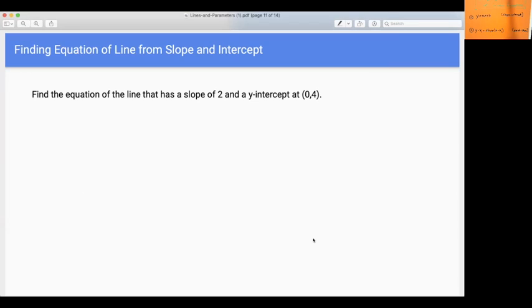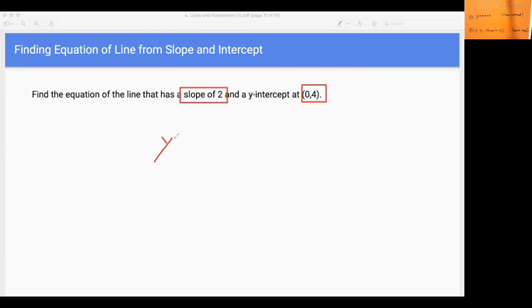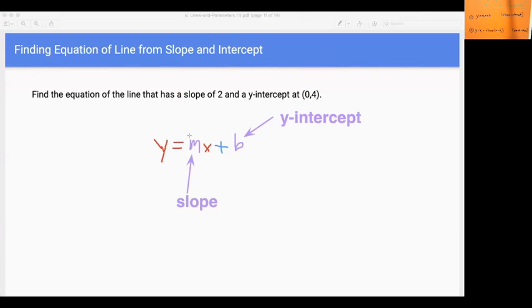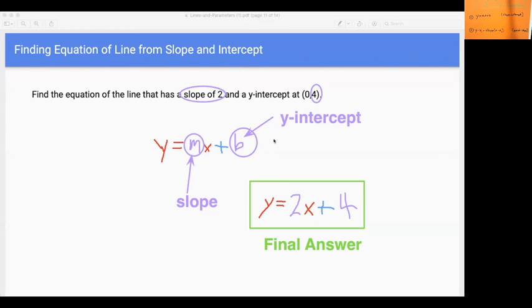So let's find the equation of a line that has a slope of 2 and a y-intercept at 4. And this problem is almost too easy because we're given the slope, and the y-intercept is at (0, 4). If we look at y equals mx plus b, we know that m is the slope and b is the y-intercept, and we're actually given both of those. So the slope here is 2, the y-intercept is (0, 4). So the answer would just be y equals 2x plus 4.